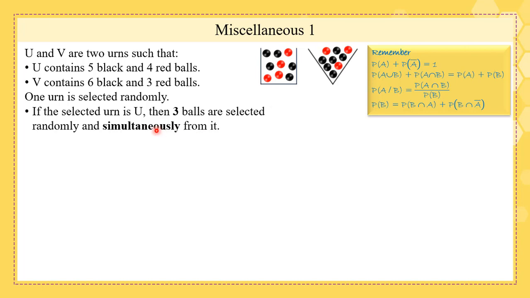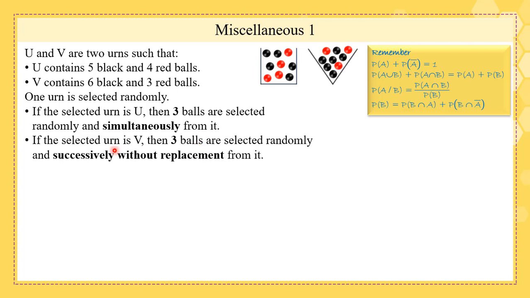If the selected urn is U, then 3 balls are selected randomly and simultaneously from it. And if the selected urn is V, then 3 balls are selected randomly and successively without replacement from it. Now we have to understand this story deeply in order to continue talking about the problem. In fact, we need to select one urn, either U or V. The probability of selecting U, as I said, is half, and the probability of selecting V is half. Let's say we had 3 urns U, V, and W. The probability of each one of them would be 1/3.